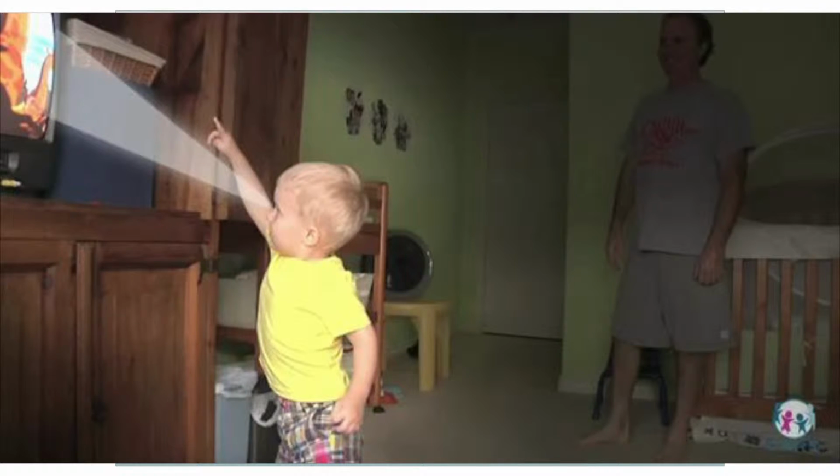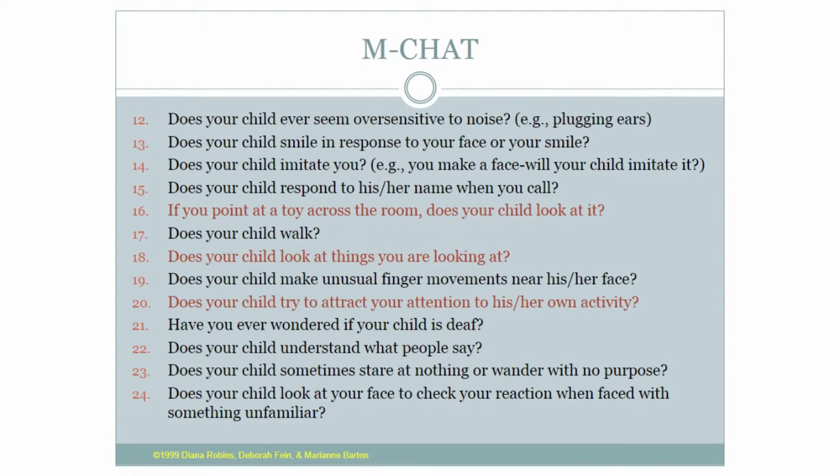Does your child ever bring objects over to you to show you something? If you point to a toy across the room, does your child look at it? Does your child look at things that you're looking at? Does your child try to attract your attention to his or her own activity? All of these have to do with joint attention. All of these have to do with theory of mind.